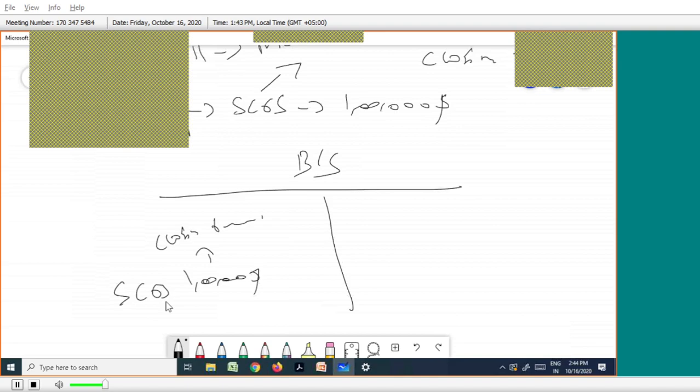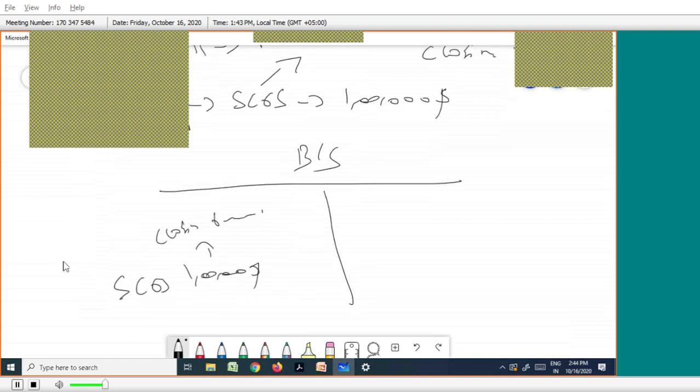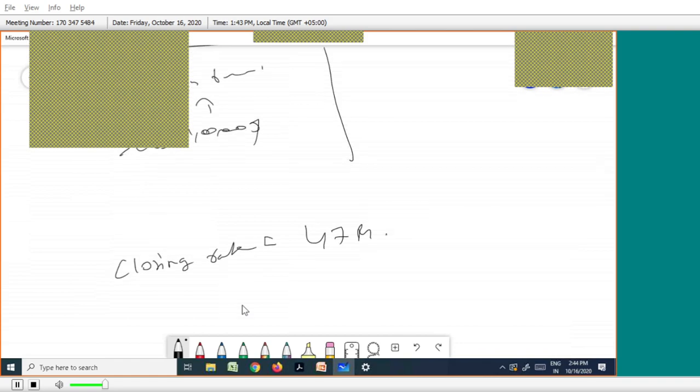What is closing rate? It is given in the question. Closing rate is the balance sheet date rate. Closing rate is 47 rupees. So I have to account 1 lakh into 47, equal to 47 lakhs.